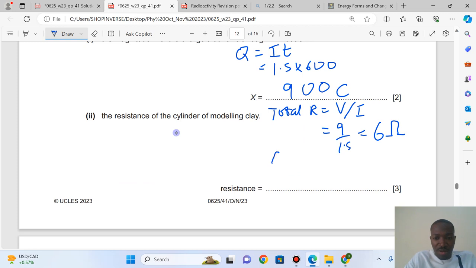Because 6 is equal to P plus R. That simply means R equals 6 minus P. And we know already that P is a 4 ohm resistor. And 6 minus 4 will give you 2 ohms. That means R is 2 ohms. Easy.